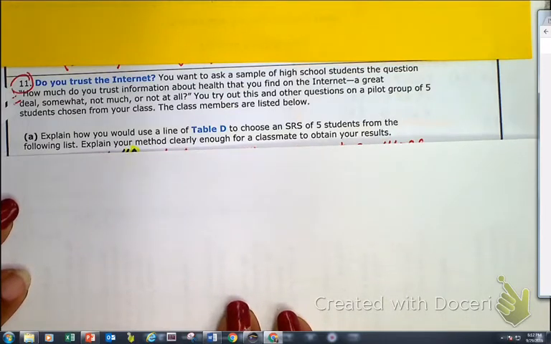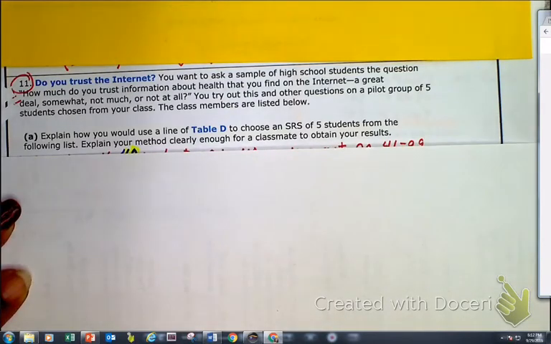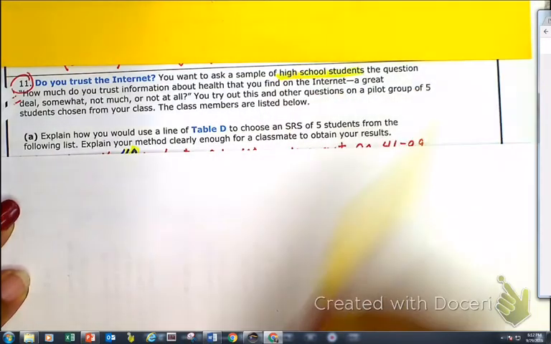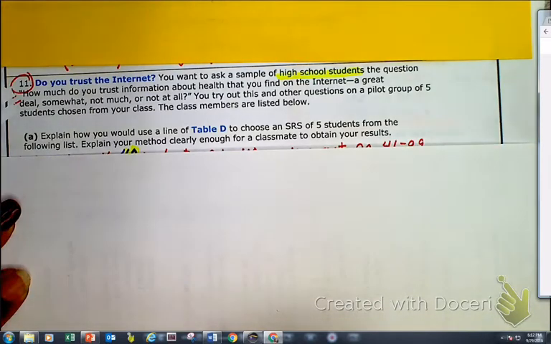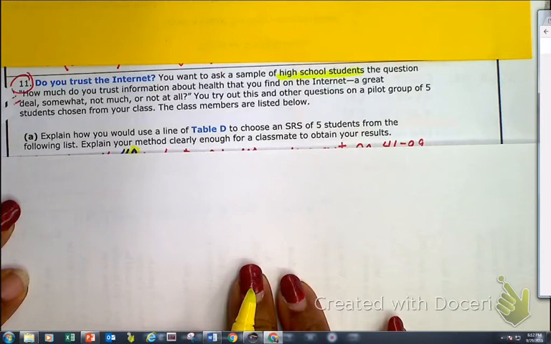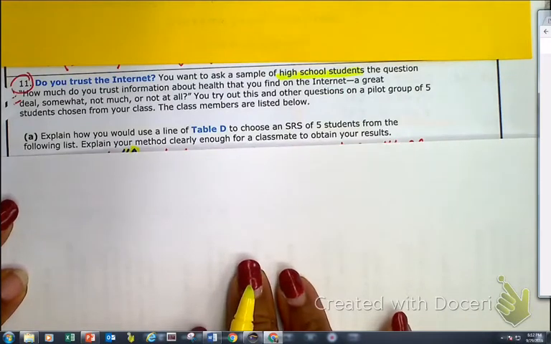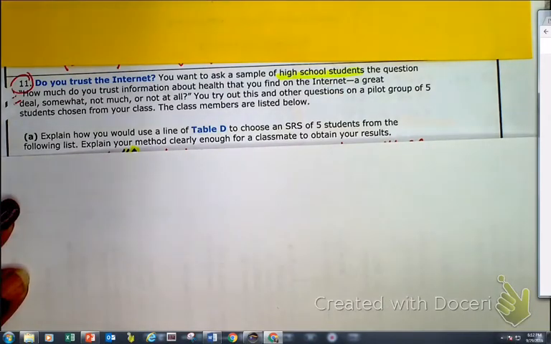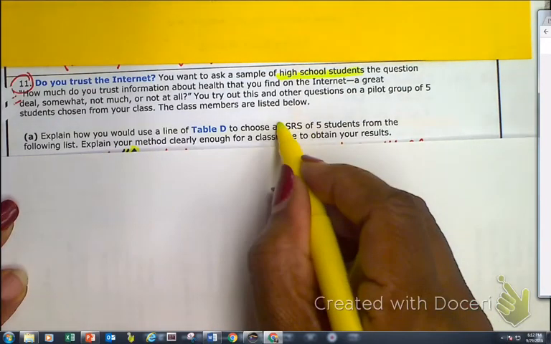Okay, so the goal here is to see how we're going to select a random sample of high school students to answer the question about how much you trust the information about health on the internet. So our key here is that we want to explain how I'm going to choose using the random digit table. They want us to take an SRS of 5 students.